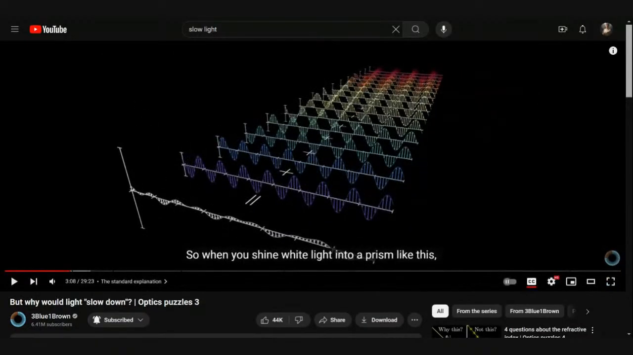That's interesting. So the prism is actually a Fourier transform.